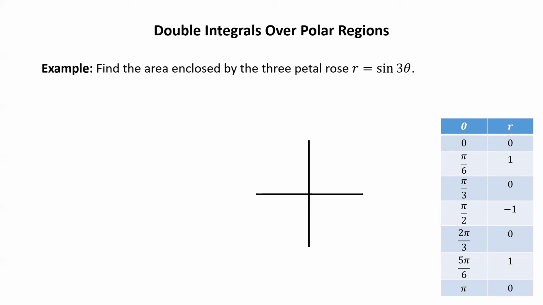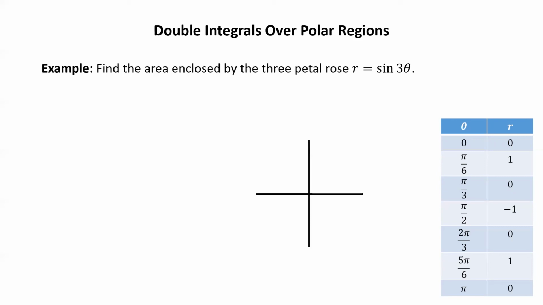When we plug in pi over 3 for theta, we get the sine of pi, which is 0. When we plug in pi over 2 for theta, we get the sine of 3 pi over 2, which is -1. Then next, 2 pi over 3, we get the sine of 2 pi, which again is 0. The sine of 3 times 5 pi over 6 gives us the sine of 5 pi over 2, which is the same as the sine of pi over 2, which is 1. And finally, the sine of 3 pi is just 0.